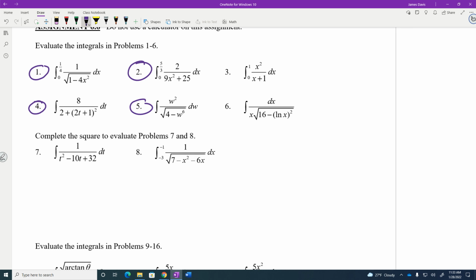So try those 4. You can obviously see that these two are arc sines and these two are arc tans, right? Because the ones with the square root are the arc sines. The ones without square roots are arc tans.